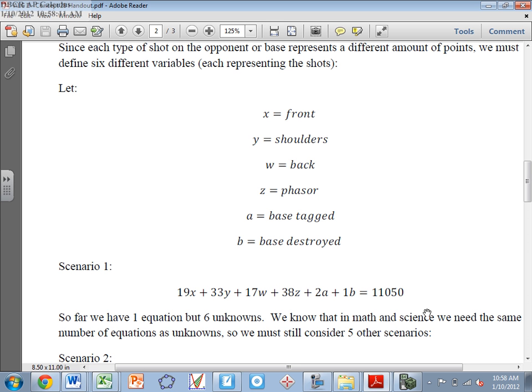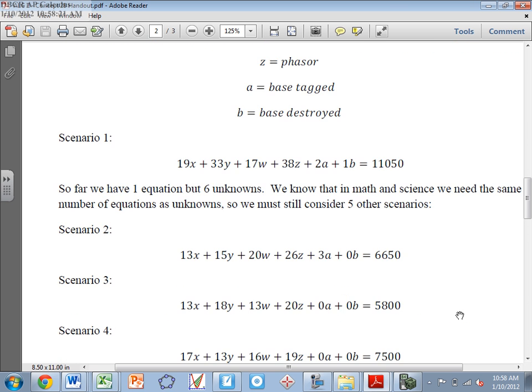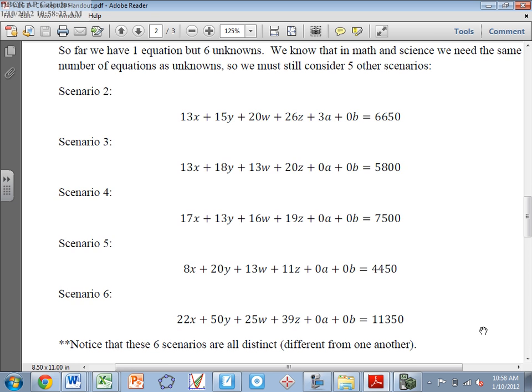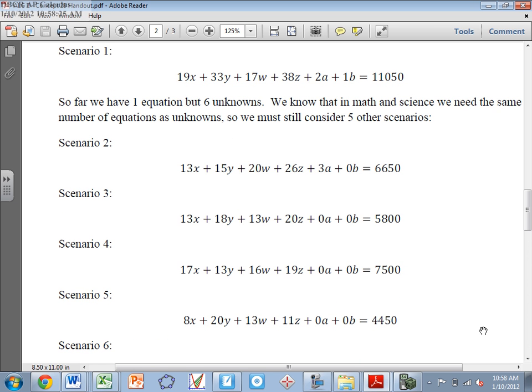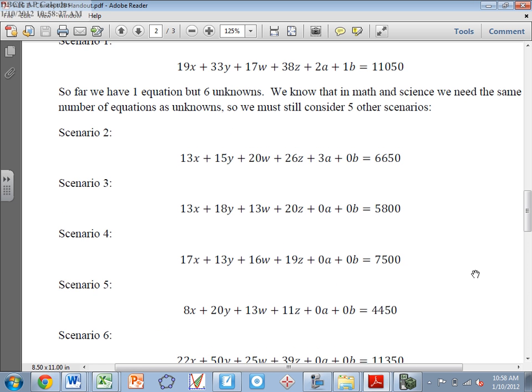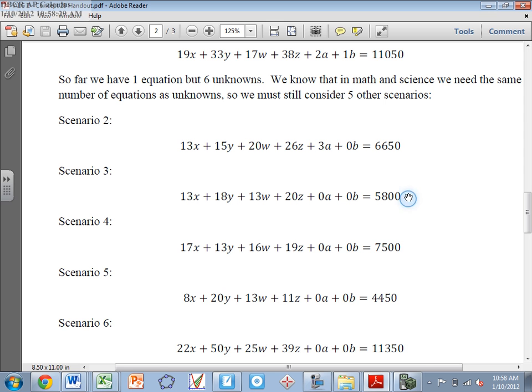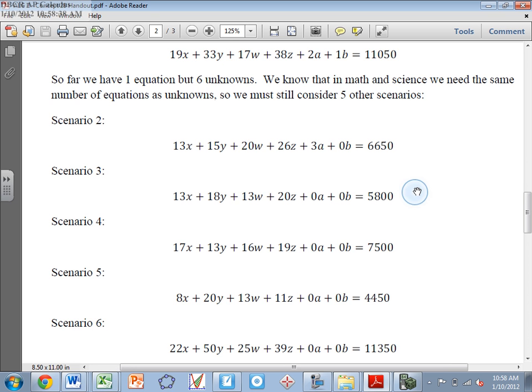But again, how many equations do I need? I need six, because I have six variables. So I took six other scorecards throughout the day, maybe not the 16, but six other random scorecards, and I made six other equations. So here was my first scenario up top. See that? That was the one we started with. And here are the other five different scenarios, giving me a total of six scenarios. So the first scenario was my scorecard, and then it was just random scorecards from other people at certain points. Okay? So that was the total.